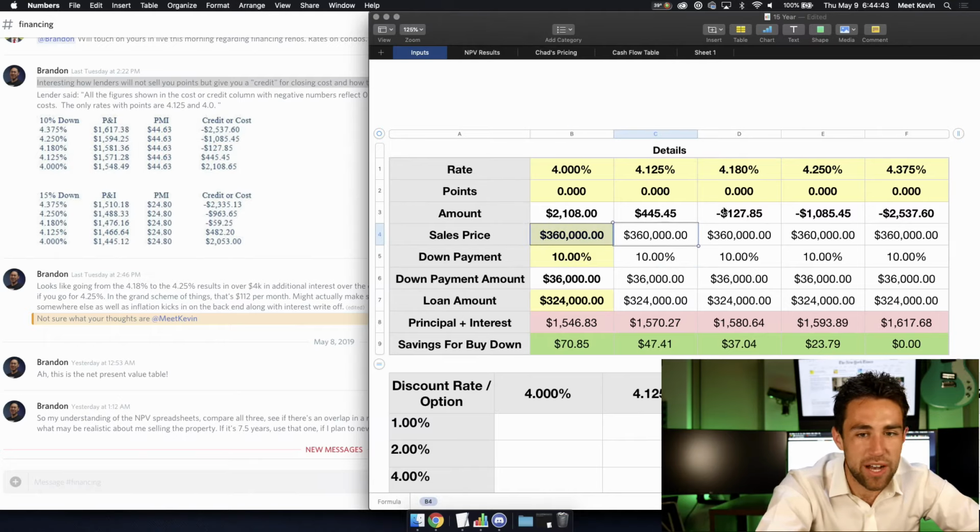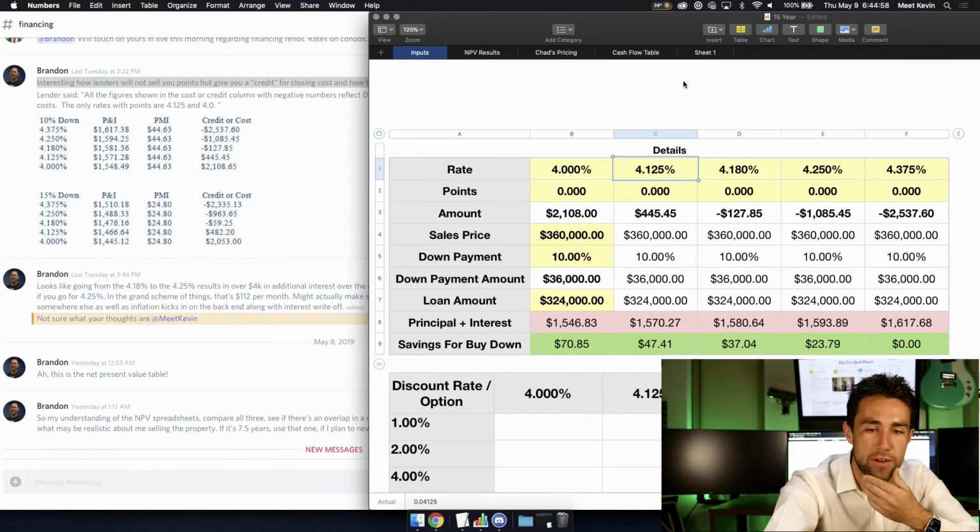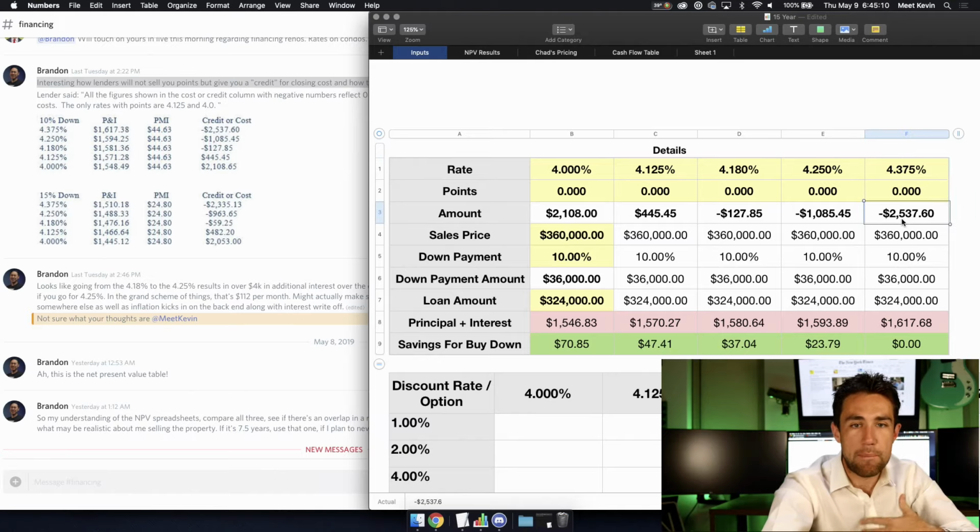Let's just double check what we've got. This is you getting money back. So if you pick any of these interest rates, you get money back. And if you pick one of these interest rates, you pay money. So I threw this onto the 15-year, and ask questions in the live chat too. I'm going to pop over to that in a second. You can pick any of these interest rates. If you pick 4%, you have to pay $2,000. If you pick 4.35, you get $2,500 back.